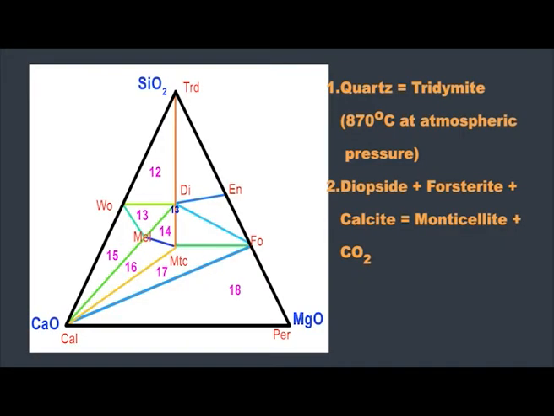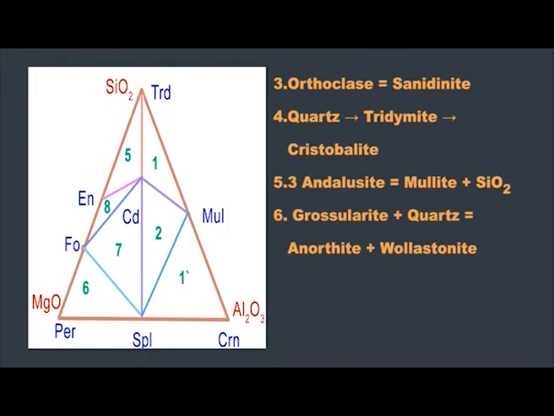Important reactions. The important reactions occurring during Sanidinite facies are on screen. First, quartz gives rise to tridymite at 870 degrees centigrade at atmospheric pressure. Second, diopside plus forsterite plus calcite give rise to monticellite plus CO2. Third, orthoclase gives rise to sanidine. Fourth, quartz gives rise to tridymite, which gives rise to cristobalite. Fifth, 3 andalusite gives rise to mullite plus SiO2. Sixth, grossularite plus quartz give rise to anorthite plus wollastonite.